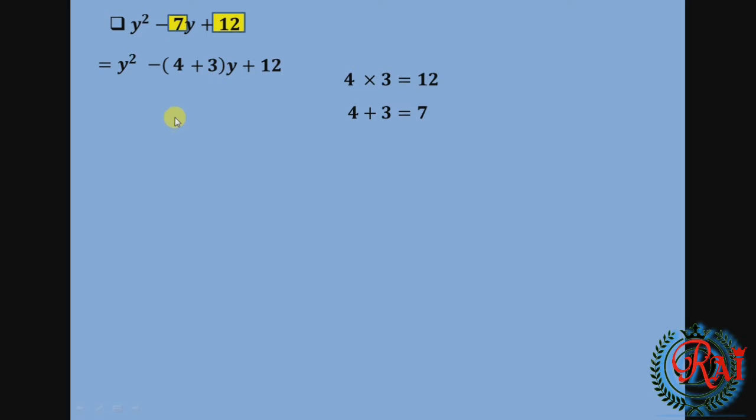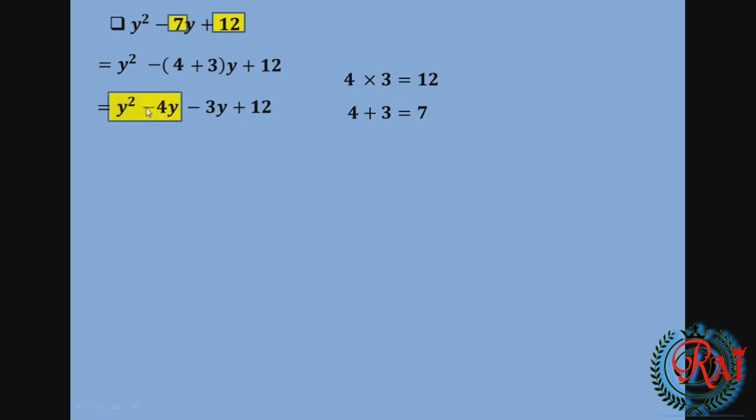Let's simplify it, which is equal to y square minus 4 into y is 4y. Here the sign in multiplication is very important. This minus into this plus is equal to minus. Minus into plus is equal to minus. 3 into y is 3y, plus 12.